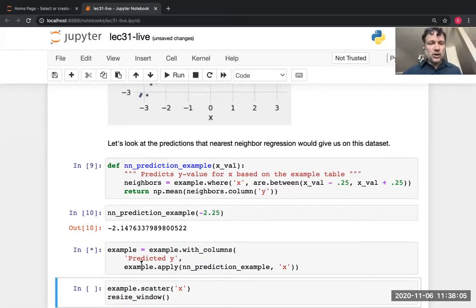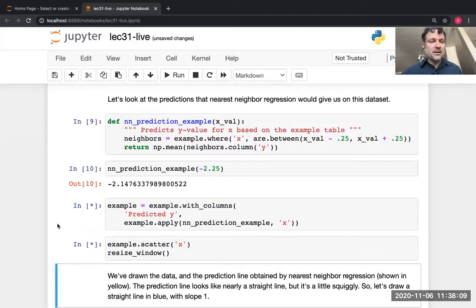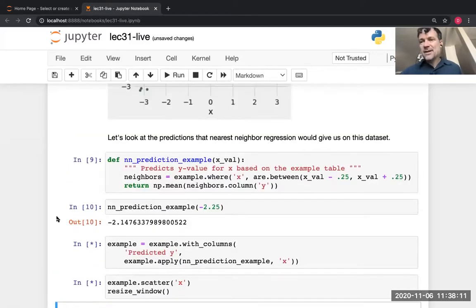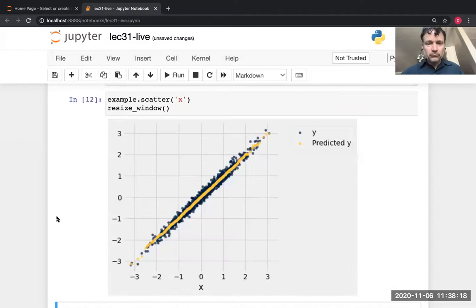So I'm going to put onto this graph display the graph of averages. This is the nearest neighbor regression predictions for all values of x. And here, as you can see, the yellow is the predictions that would be made by this nearest neighbor technique. You can see they follow almost exactly on a straight line, and they're doing something kind of intuitive. They're fitting a line that goes through the middle of the data.